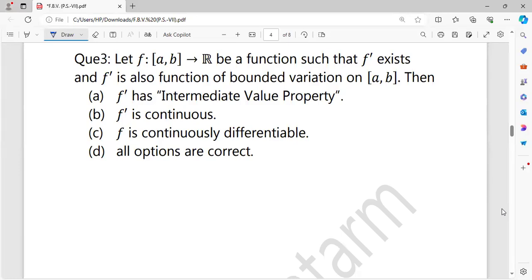Now it is given that f dash is a function of bounded variation and it has intermediate value property. Then by question number 2, f dash will be continuous. So option number B is also correct. Now, if a function is such that its derivative function is continuous, then it is called continuously differentiable. Now, f is such a function whose derivative is continuous. So obviously f is continuously differentiable. So A, B, C are correct. It means all the options are correct. Okay.